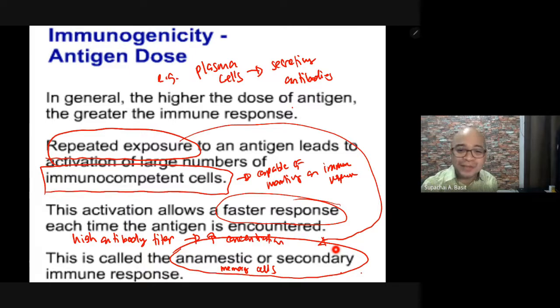So for those of you who are not yet vaccinated, for those of you who didn't even have the booster dose yet, I'm encouraging you to get one. Okay.